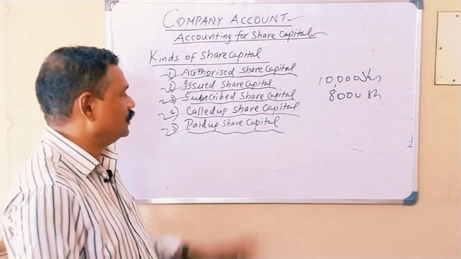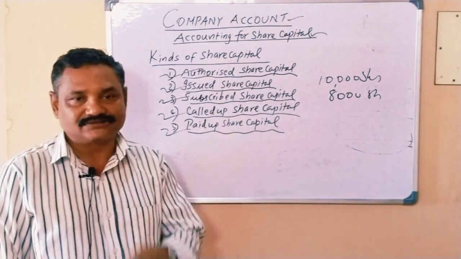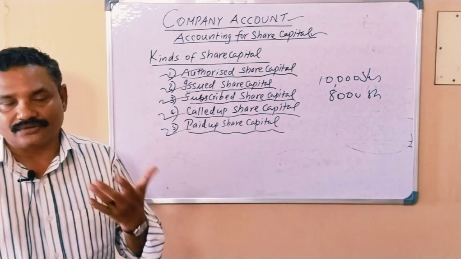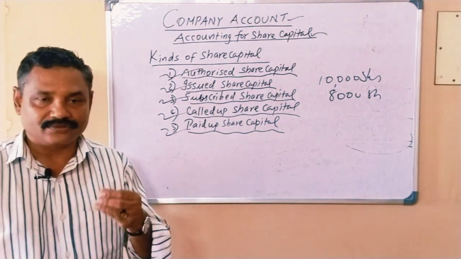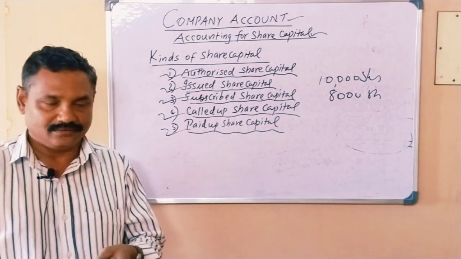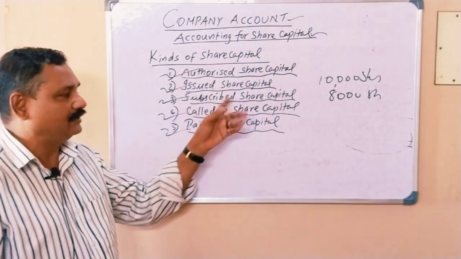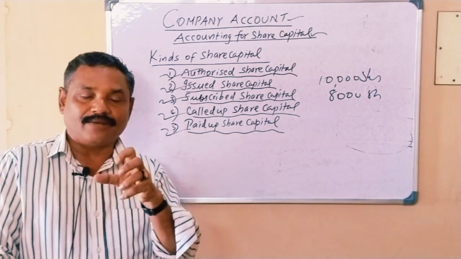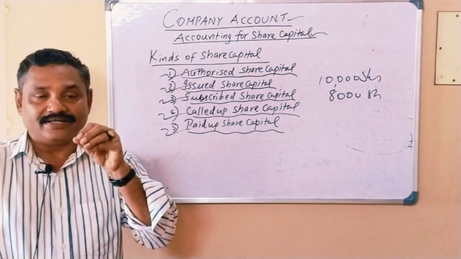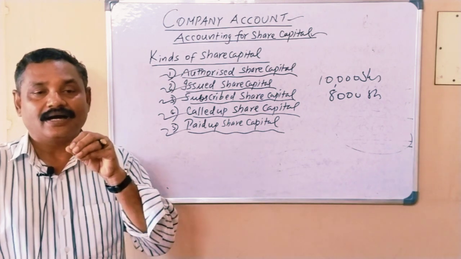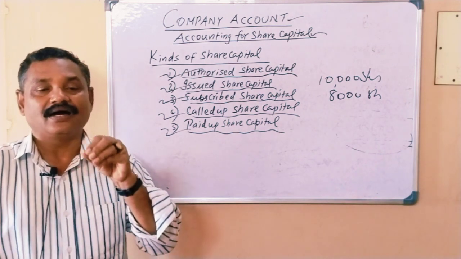Okay, students. I think you would have understood what is authorized capital and what is issued capital. When it comes to the examination, you will be able to write. Okay. See, subscribed share capital. Subscribed share capital means the number of shares taken up or purchased by the shareholders.